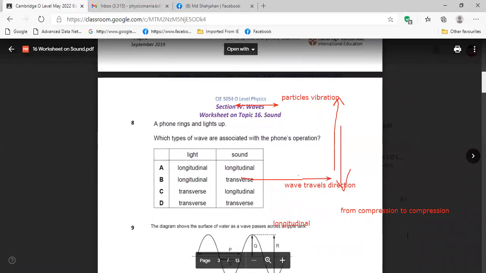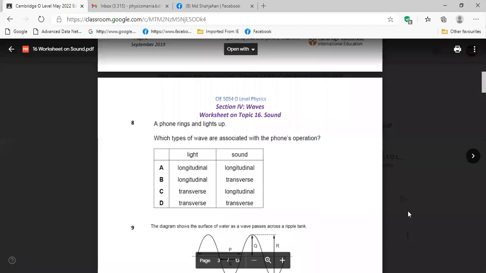Now this one is very easy. Mahi, you read it. A phone rings and lights up. Which type of wave are associated with the phone's operation? Light is... Sir, D. Light is which type of wave? Is it transverse or longitudinal?